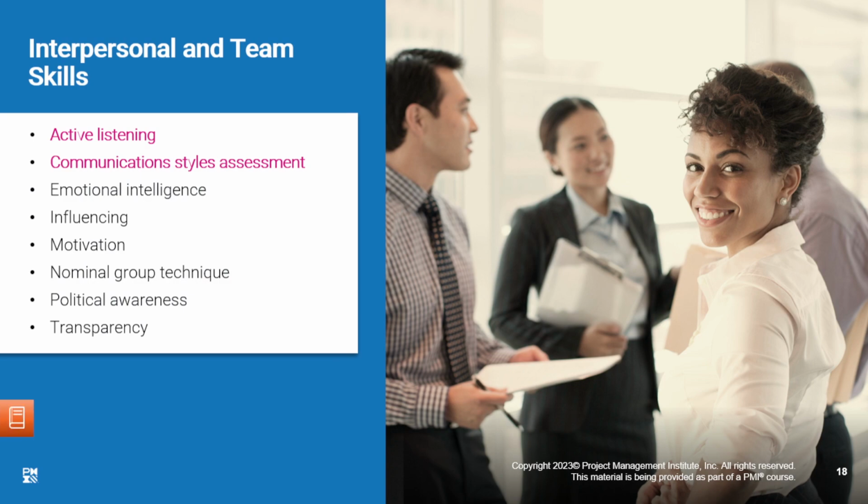We talked about interpersonal and team skills. Interpersonal is something that has to do with how people engage. This includes active listening, assessing the communication styles that suit our various stakeholders, emotional intelligence, influencing, motivation, nominal group technique, political awareness, and transparency. What is active listening? Active listening is the art of making sure that whatever the speaker is saying, we are fully understanding what they're saying.